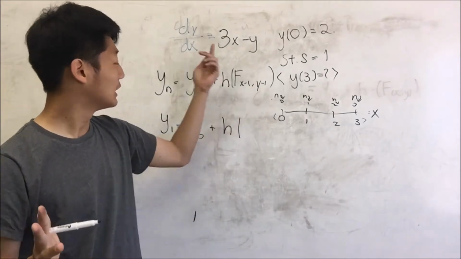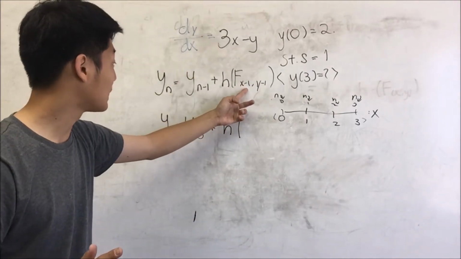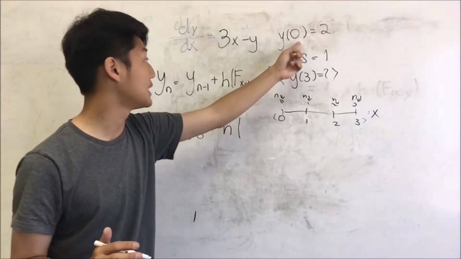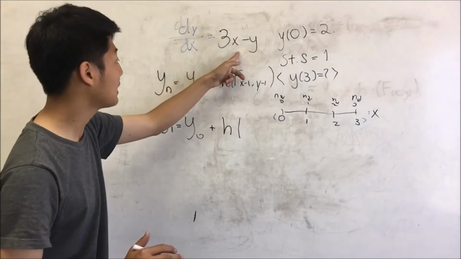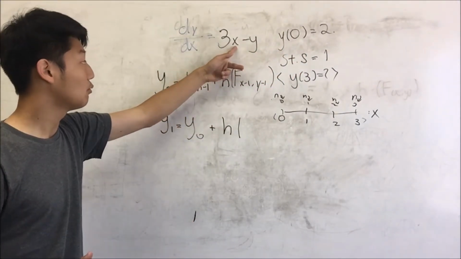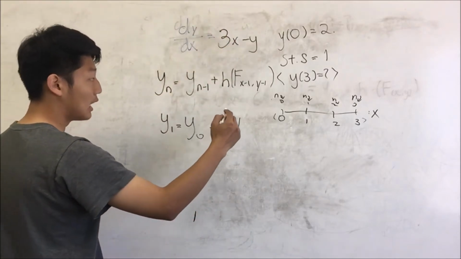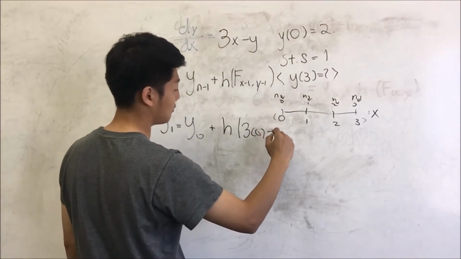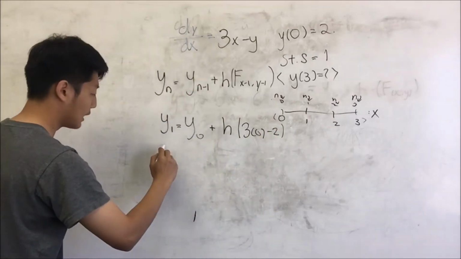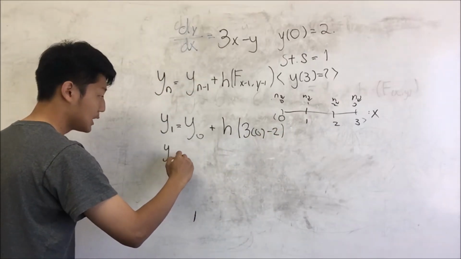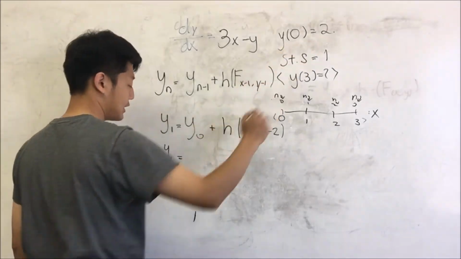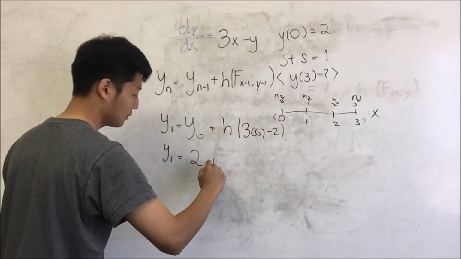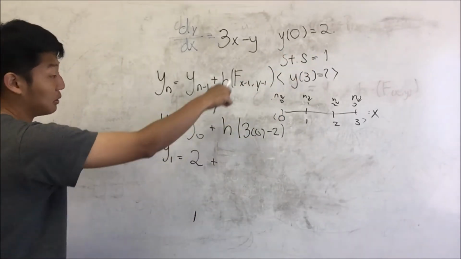The function is 3x minus y, right? So we want x equals 0, and we plug in 0 here and 2 here. So 0 minus 2. And let's simplify. Equal to y initial is 2. Not initial, sorry. Y is 0.